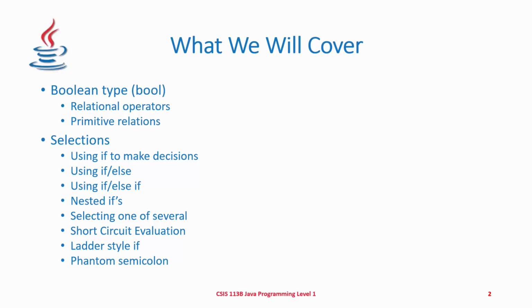We'll start with a discussion on Boolean types, which is the true-false data type. And as part of that, we'll take a look at the relational operators, because what you'll see is when you're creating decision statements, you'll need to create expressions that need to be evaluated to a result of either true or false. And so generally you use relational operators for that purpose.